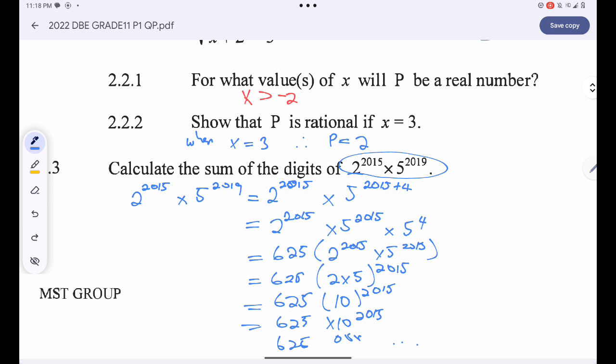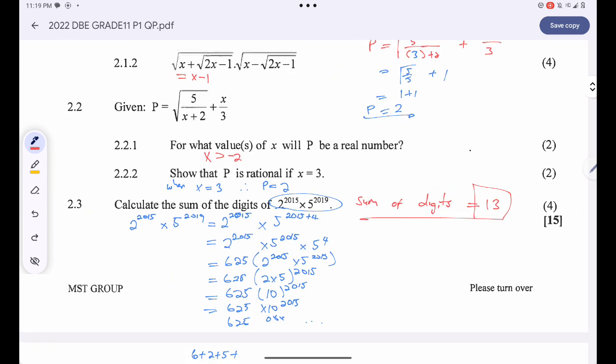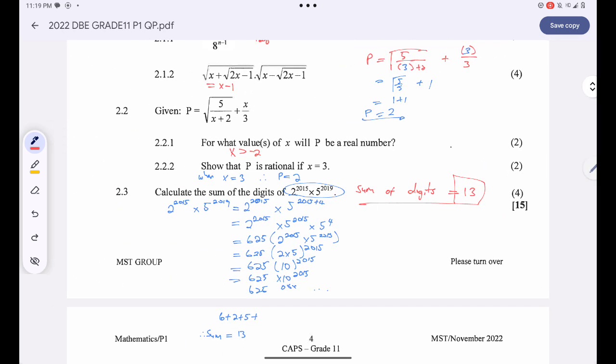All right, together. Let me write in red. Sum of digits is equal to 13. That's how, guys, we're supposed to tackle the second question.